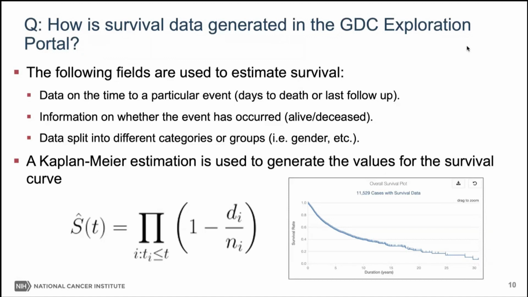This information can also be pulled from the API. So if you don't like the visualization that you get from the portal, you can pull the data points directly, and you wouldn't have to do the estimation yourself. It's done through the API. So you would just have points you can plug into R or Excel or something and generate it yourself.